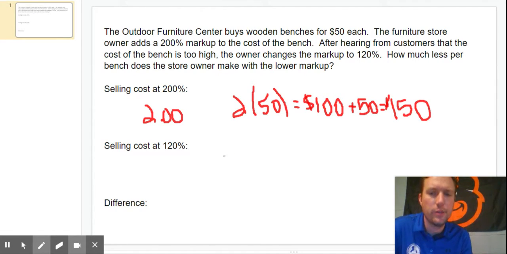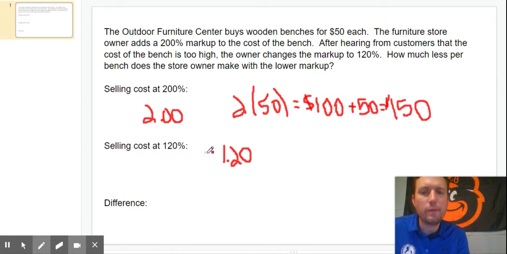Let's think about how we would do that. That's right. It would be 1.20. Now, the reason why is because 100 would be 1.00, and 20% would be 0.20 or 20 hundredths. So 120% as a decimal would be 1.20. Again, we're going to multiply that by 50 because that's the original price of the bench before the markup.